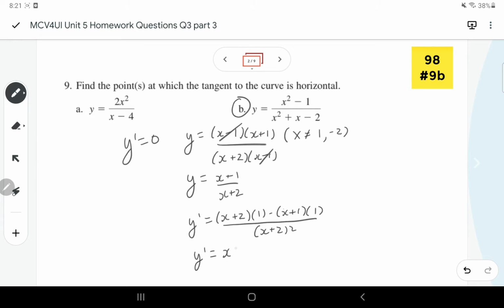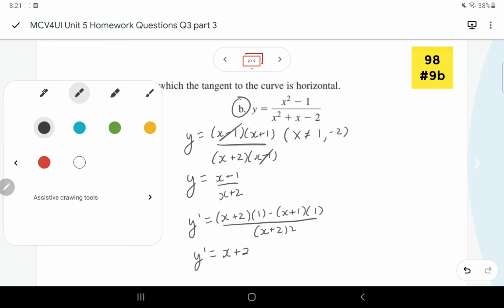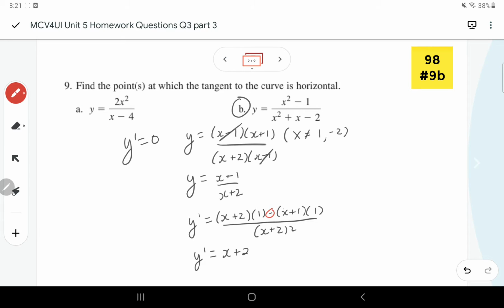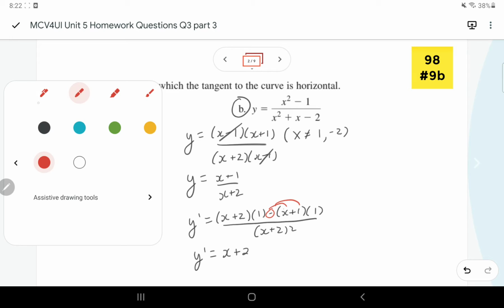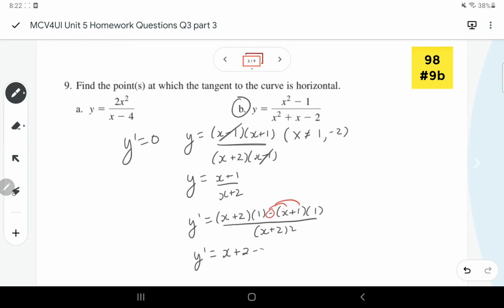So here I get x plus 2. Make sure you distribute this negative into that bracket. So minus x minus 1 over x plus 2 squared. Oh, interesting stuff is happening here. So this ends up being 1 over x plus 2 all squared.